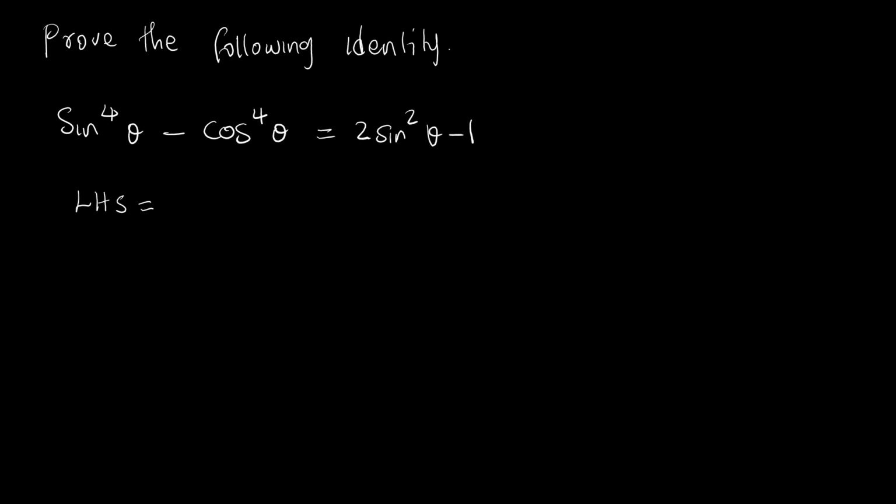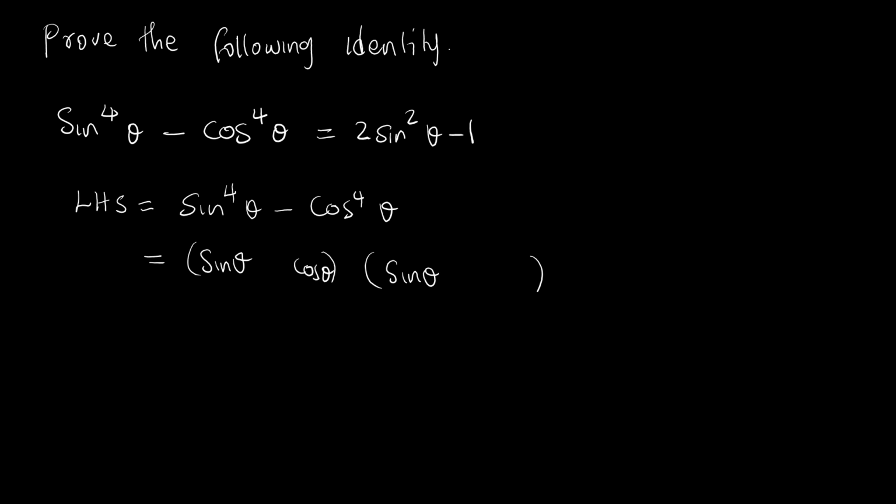So I'm just going to rewrite the left-hand side, the sine to the power 4 theta minus the cos to the power 4 theta. So this is the difference of squares. Please make sure that you know how to factorize the difference of squares. So now when I factorize this, I'm just going to open two brackets and have the sine theta on both sides of the brackets. Then also have the cos theta on both sides of the bracket. The other side will be negative, the other side will be positive.